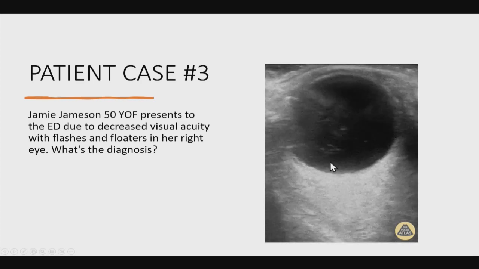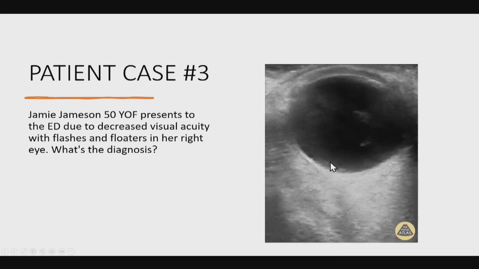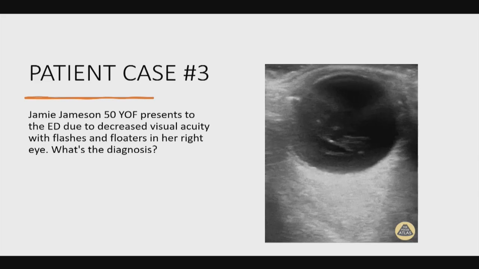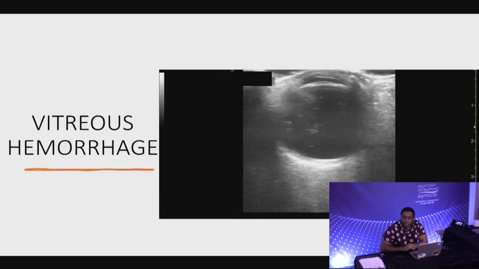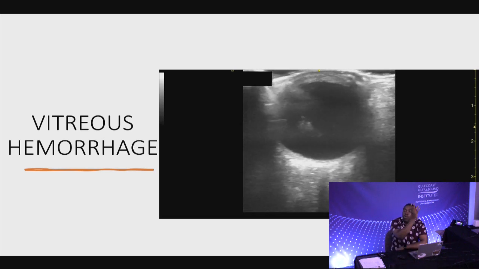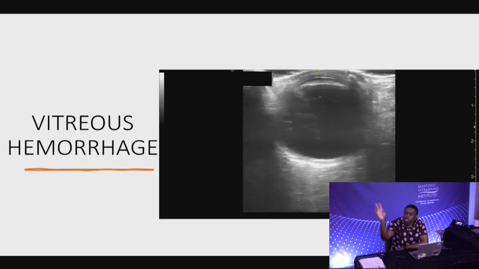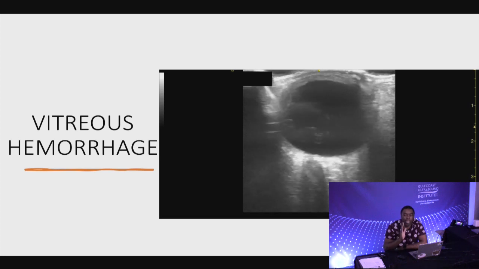I think I see a little something in her eye, and it seems to be swirling. So whenever you guys see that washing machine-like effect, it is vitreous hemorrhage. It's going to just swirl, almost like a cycle in the washing machine. You just see it go back and forth and back and forth.